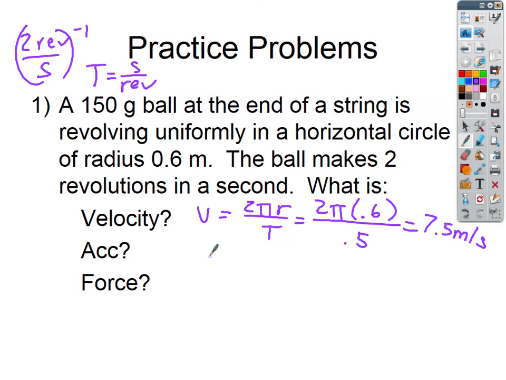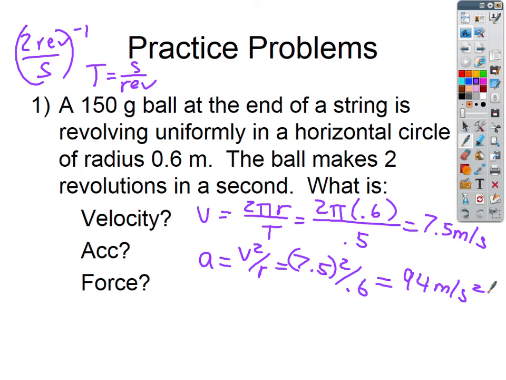All right, what's the acceleration? Acceleration is v squared over r, so I do 7.5 squared over r again. I don't change r, it's still the same, 0.6. And I get 93.75, I'm going to just round it, 94 meters per second squared. Why is the acceleration so much? Just because you're changing direction constantly, very, very quickly. So sometimes these accelerations will be very, very large. Don't be scared by that.